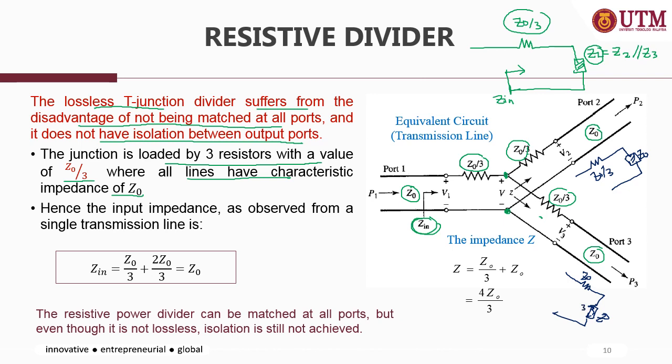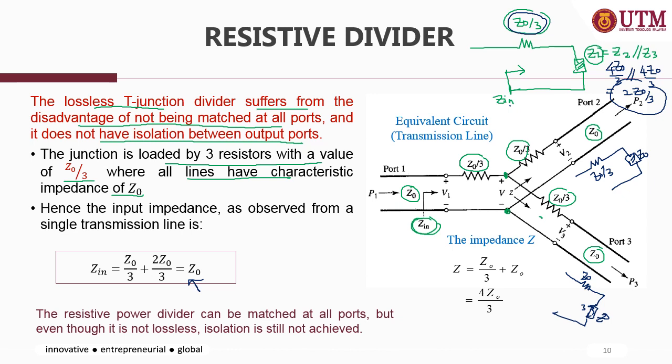So at this point we have 4Z0 over 3 in parallel, which is equal to 2Z0 over 3. So that's why the Z in here is equal to Z0 over 3 plus 2Z0 over 3, which is equal to Z0. So the system is matched.